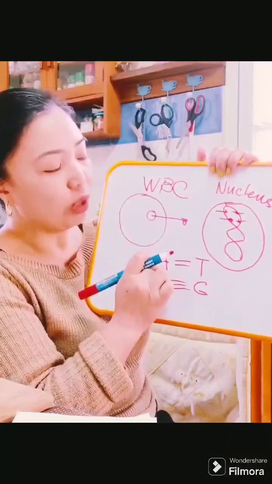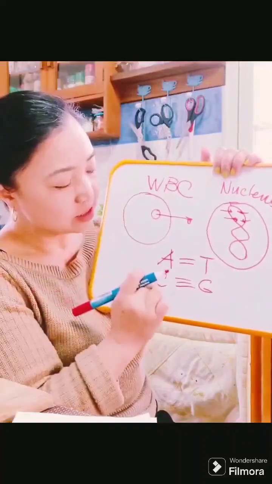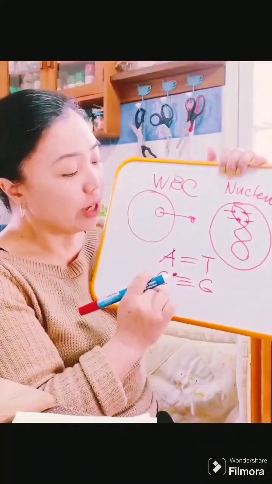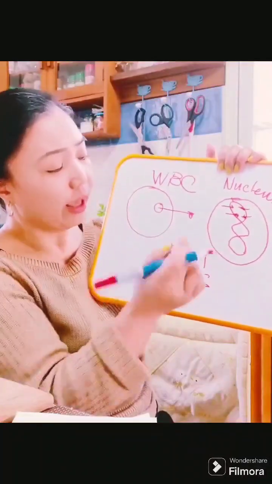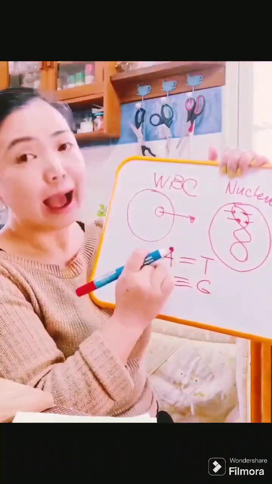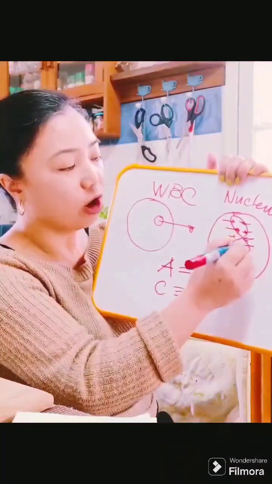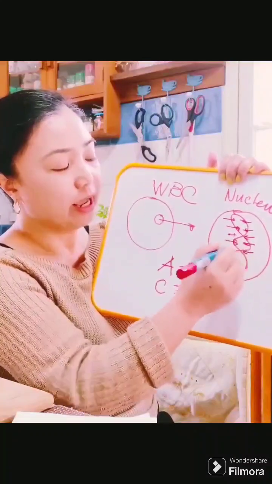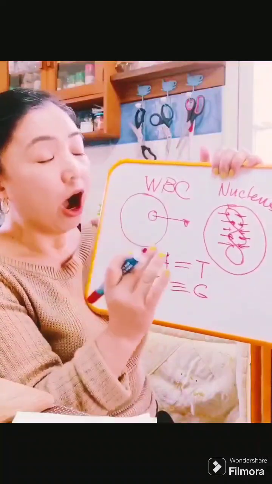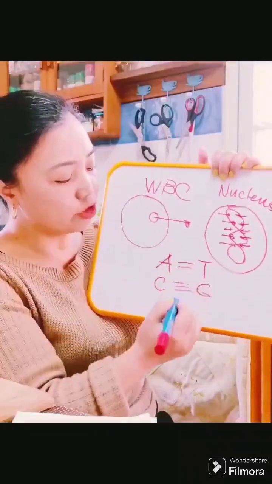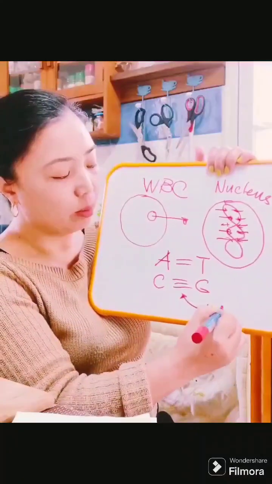These are the four nucleotides. Adenine will always be paired with thymine. Then cytosine will always be paired with guanine, or guanine will be paired with cytosine, and thymine will always be paired with adenine. So it will be repeated here in the strands of DNA. These nucleotides are connected with hydrogen bonds. These are the hydrogen bonds.